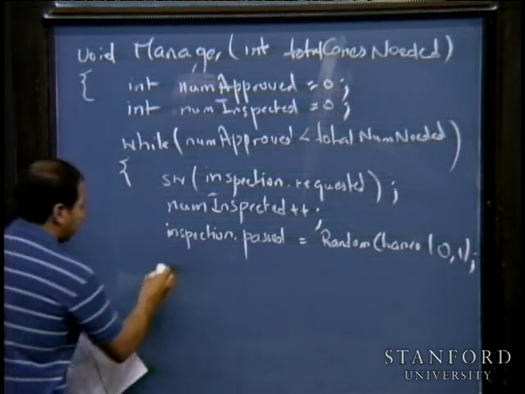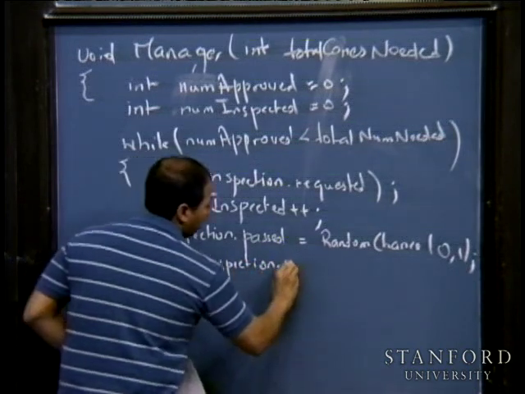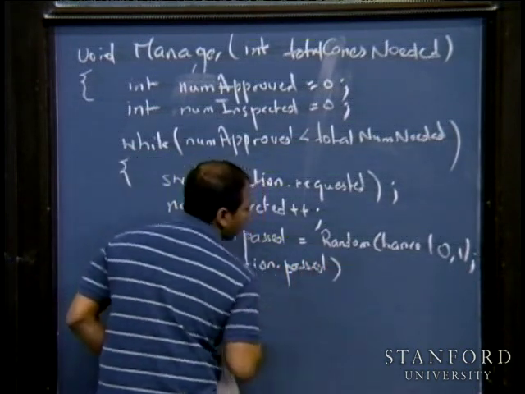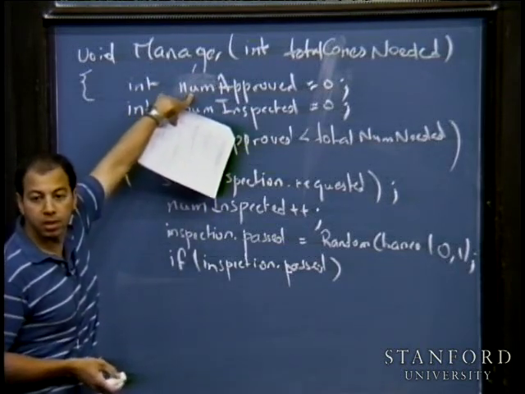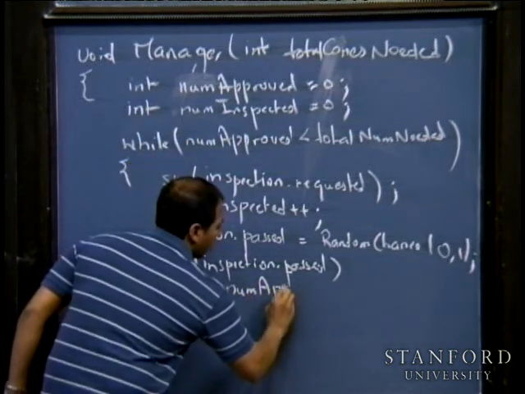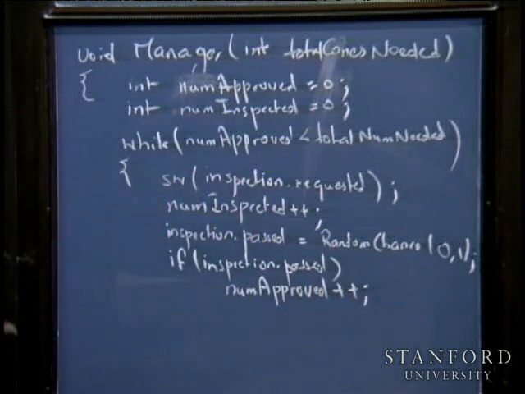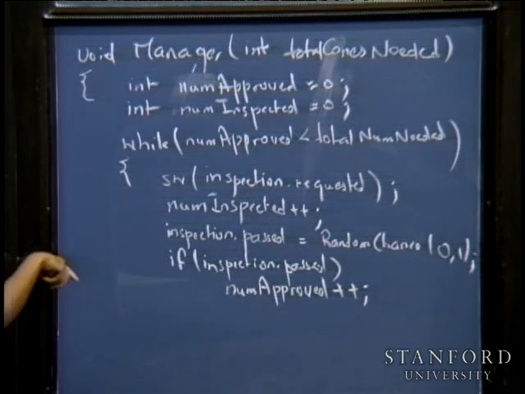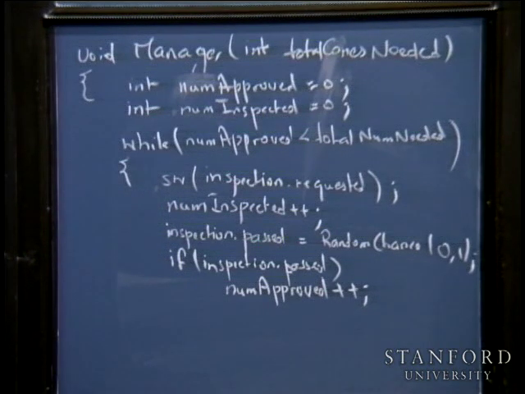Now, if inspection.passed, then what you want to do is basically increase the number of approved. Make sense? So num approved plus plus. Now we finished your inspection, okay? There's nothing else to do, but what you know is that the clerk is potentially waiting on your finished. So you want to signal finished.